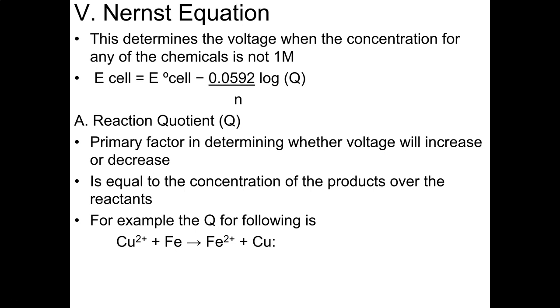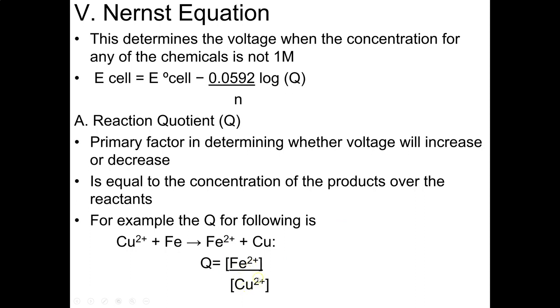But for our purposes right now, the only thing you have to do is real simple. Put the ion on the product side over the ion on the reactant side. So there's typically one of each, right? One on the product side, one on the reactant side. So you're going to put Fe2+ over Cu2+. That's what your Q is going to equal. So it's going to be based on whatever the concentration of this is over the concentration of this.